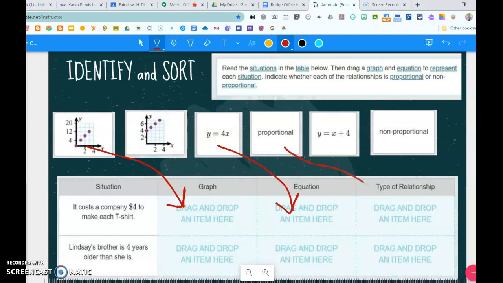And then, yes, we discussed it's proportional because it goes through the origin. Which means Lindsay's brother is 4 years older than her. So when Lindsay was not born yet, her brother was 4. After Lindsay turns a year old, her brother is how old? 5. So that is going to be this one. You don't multiply Lindsay's age times her brother's age because that would not work. And it is non-proportional.